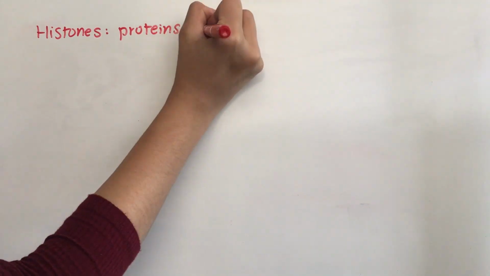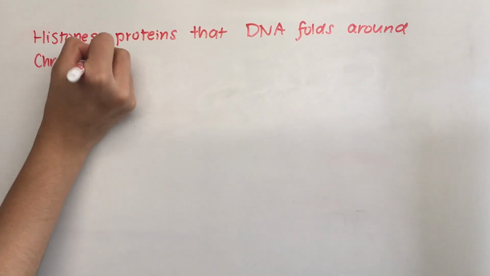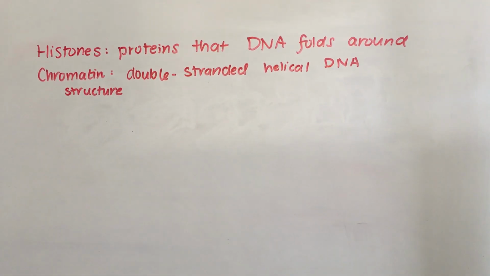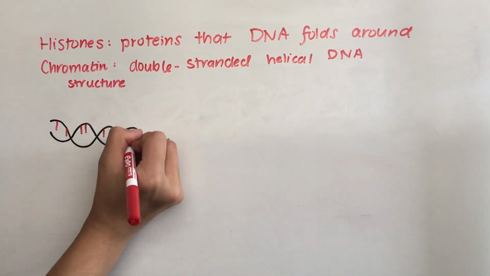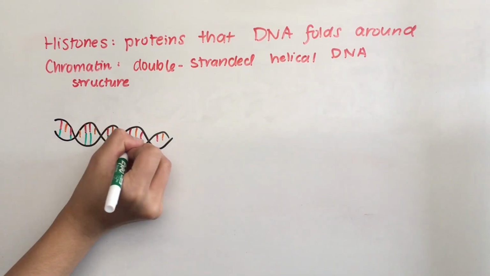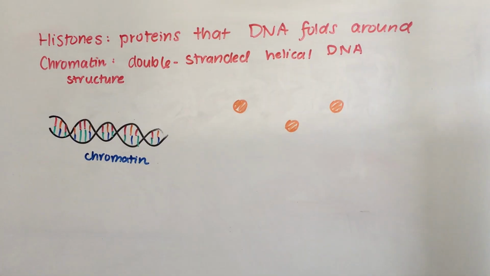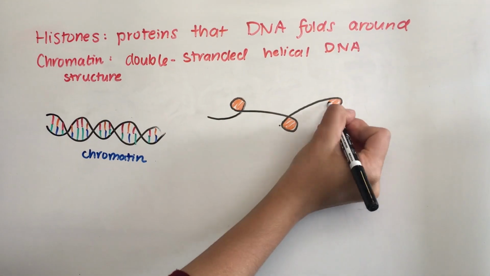Histones are proteins that fold around DNA. Chromatin is a double-stranded helical structure of DNA. In eukaryotic DNA folding, chromatin first combines with histones to form nucleosomes. Each nucleosome consists of proteins around which DNA wraps. In order to form the structure of the nucleosome, eukaryotic DNA wraps around archaeal histones.